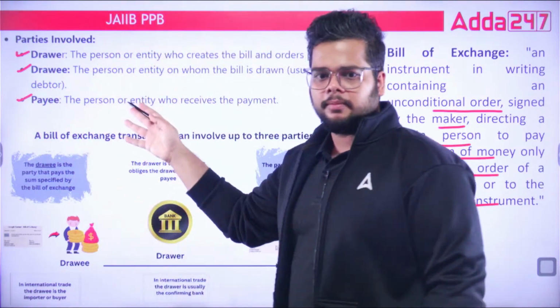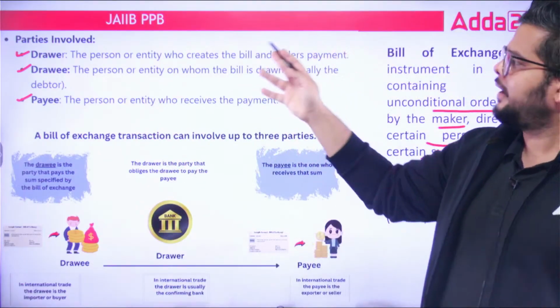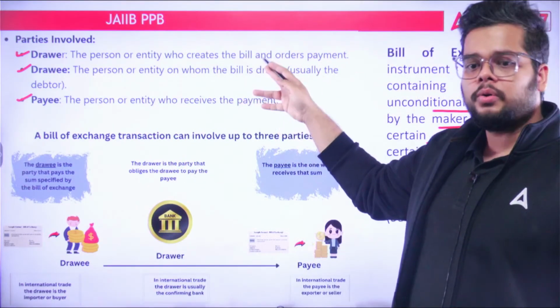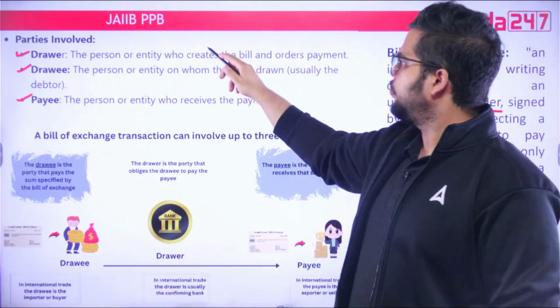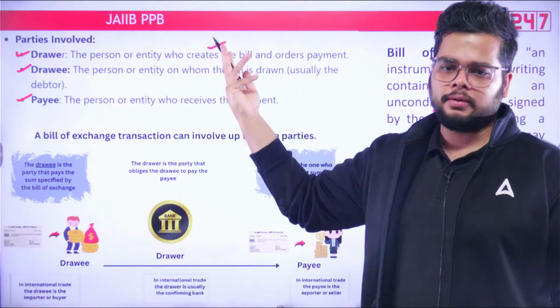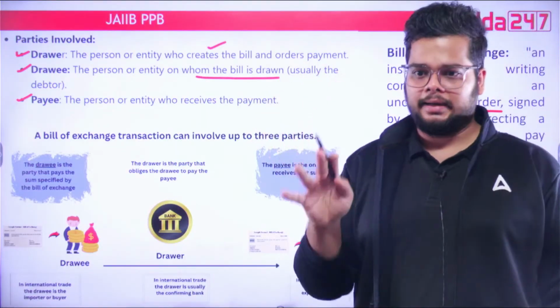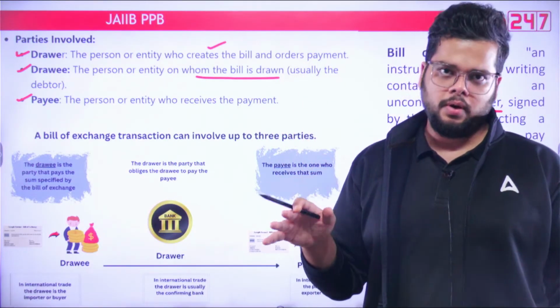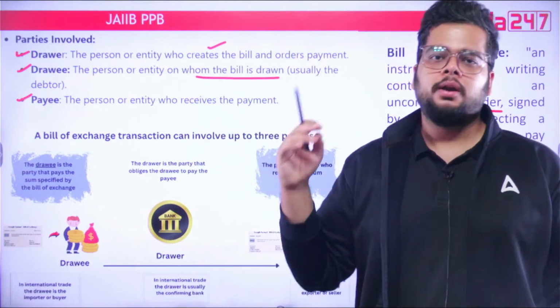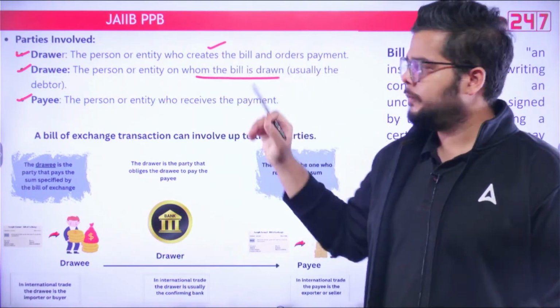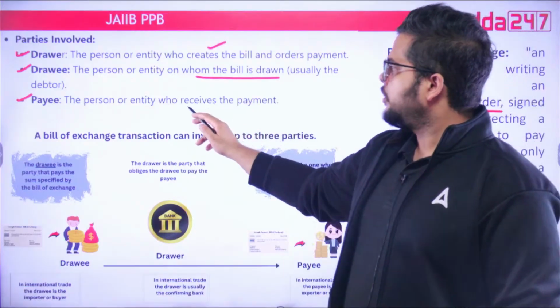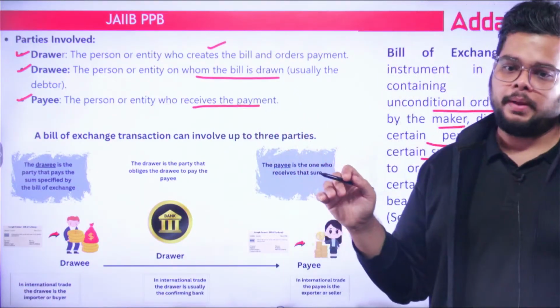I hope that from the name itself you are able to gauge that the drawer will be the person who creates the bill, fine, who is creating. So the creator is the drawer. Drawee, on whom the bill is drawn, usually the debtor. Okay, so you are providing some amount to this particular drawee. Then we have payee, the person or entity who receives the payment.